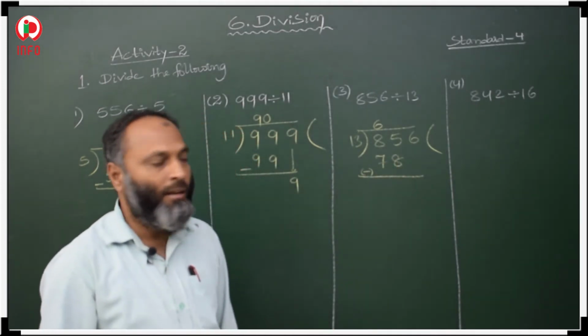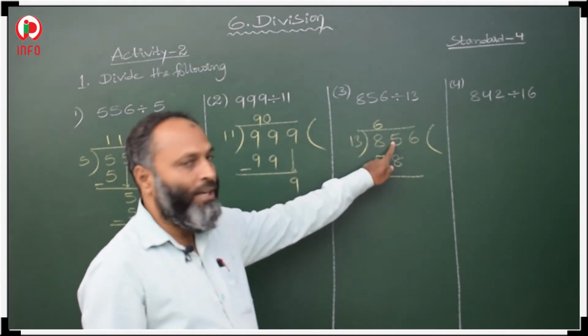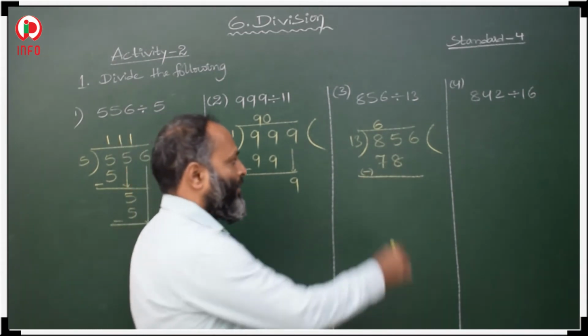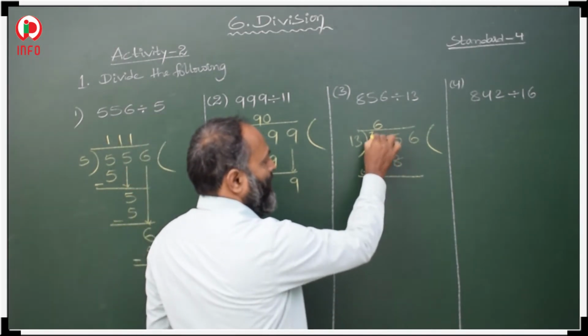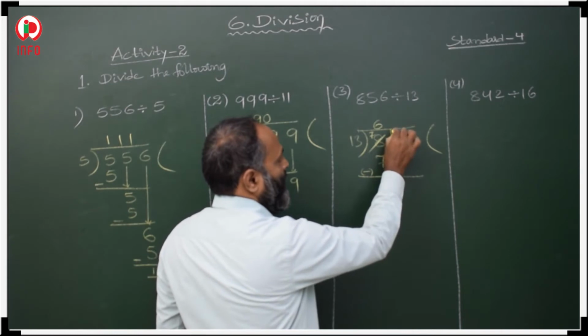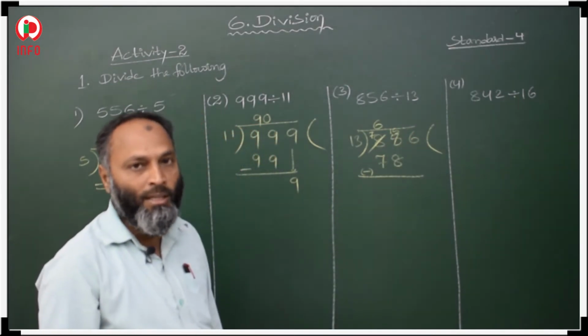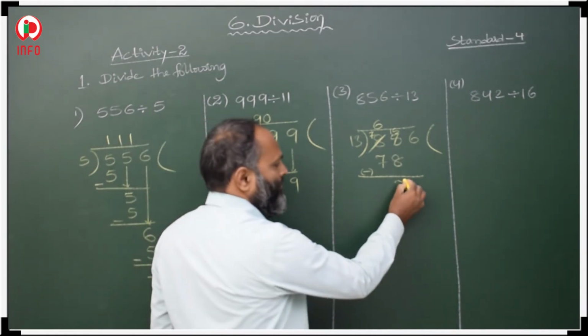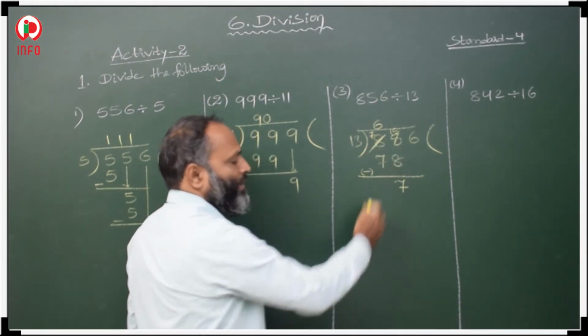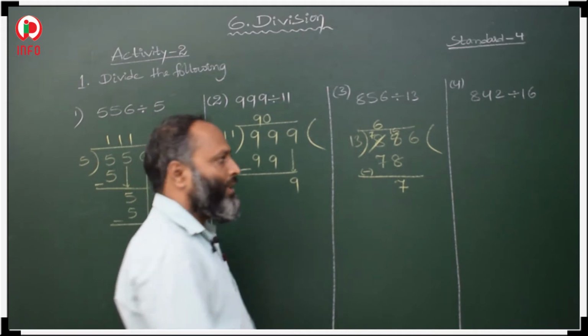It is a less value on top, so take a borrow from here. You will get here 7 and here 15. 15 minus 8 is 7. 7 minus 7 is 0, no need to take that 0.